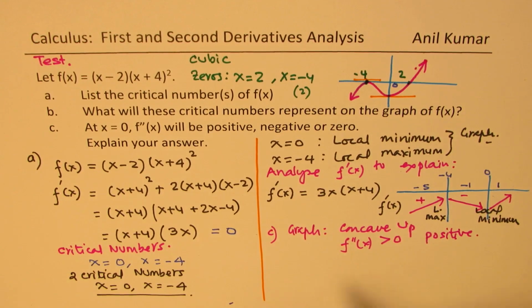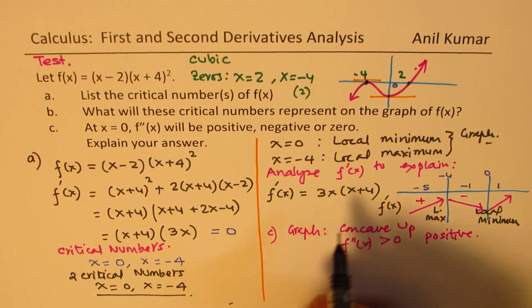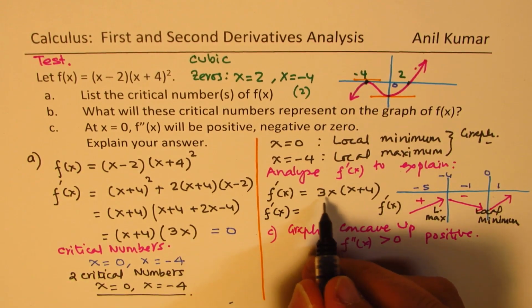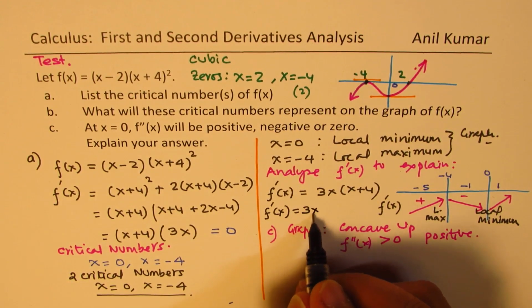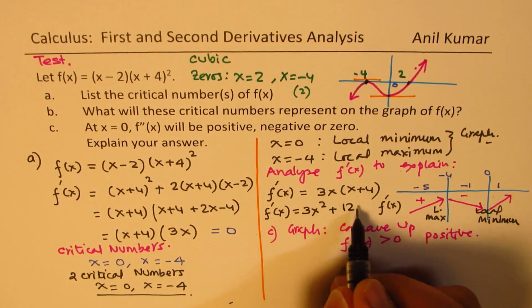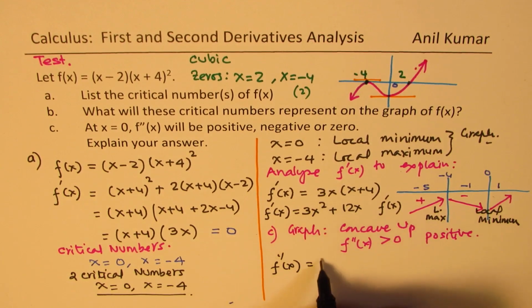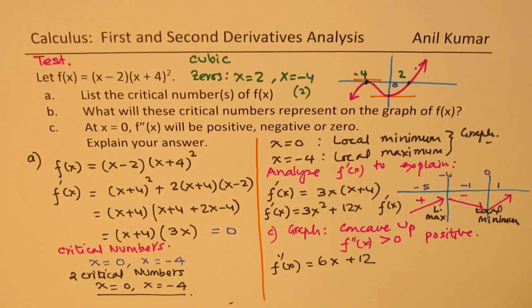How do we do it algebraically? Let's find the derivative, right? So let's find the second derivative. Well, let me rewrite the first derivative in expanded form. We can write this as 3x squared plus 12x. So the second derivative will be 6x plus 12, right? So that is going to be the second derivative.